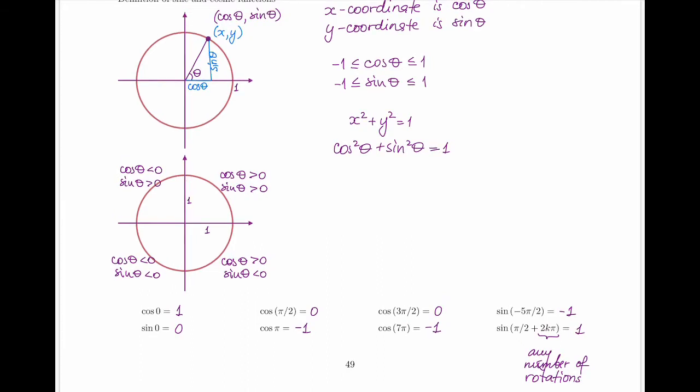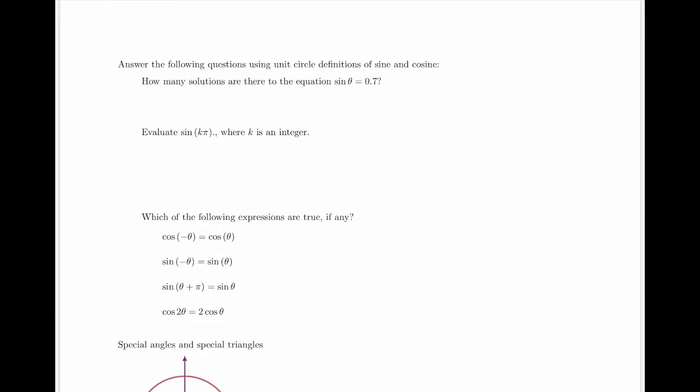Remembering the definitions of sine and cosine functions from the unit circle will be useful in more ways than you can imagine. Let's take a look at some questions about the properties of sine and cosine functions. So first of all, we're asked, how many solutions are there to the equation sine theta equals 0.7? So remembering from the unit circle, let me pull up a quick sketch of that here, that sine corresponds to the y-coordinate. So this is essentially asking how many times on a unit circle is the y-coordinate equal to 0.7?